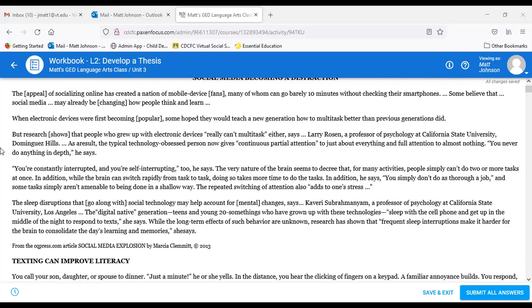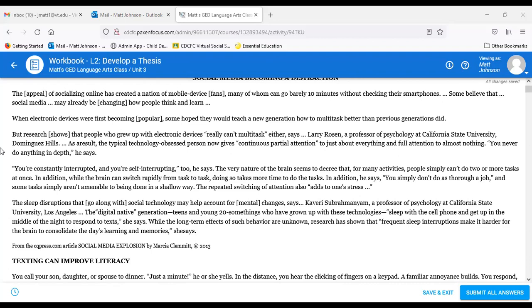The sleep disruptions that go along with social technology may help account for mental changes, says Kaveri Subramaniam, a professor of psychology at California State University in Los Angeles. The digital native generation, teens and young 20-somethings who have grown up with these technologies, sleep with a cell phone and get up in the middle of the night to respond to text. She says, while the long-term effects of such behavior are unknown, research has shown that frequent sleep interruptions make it harder for the brain to consolidate the day's learning and memories, she says.